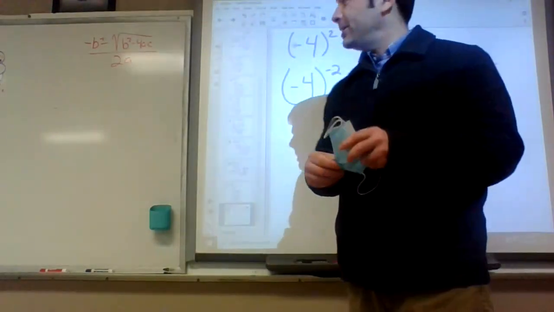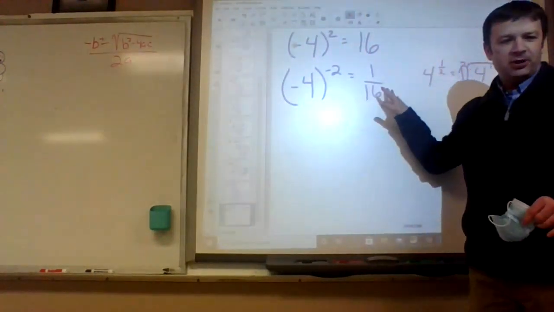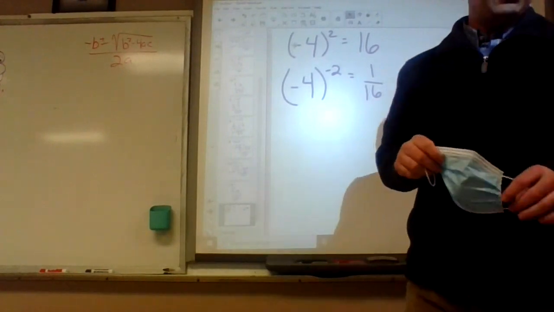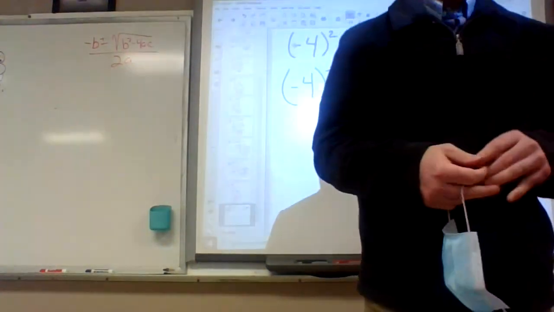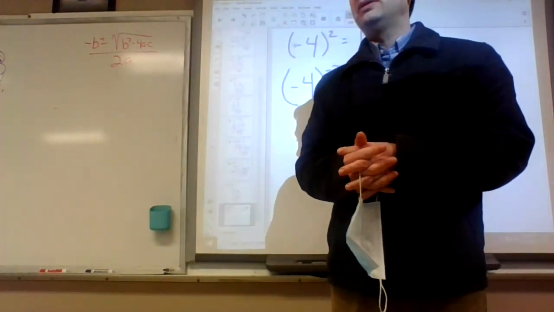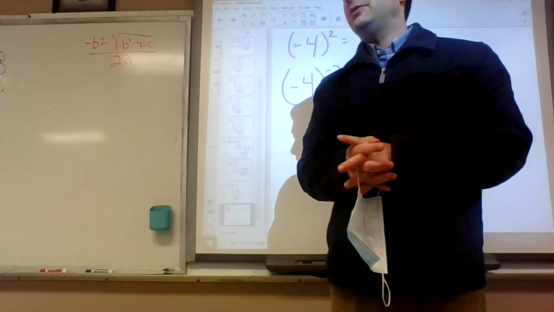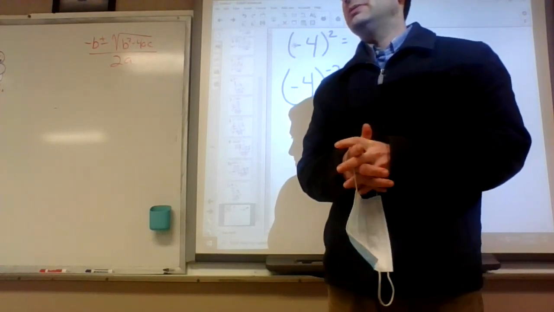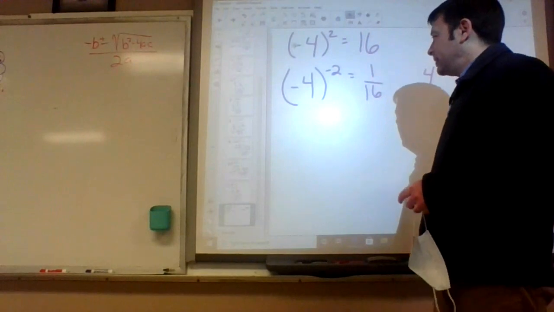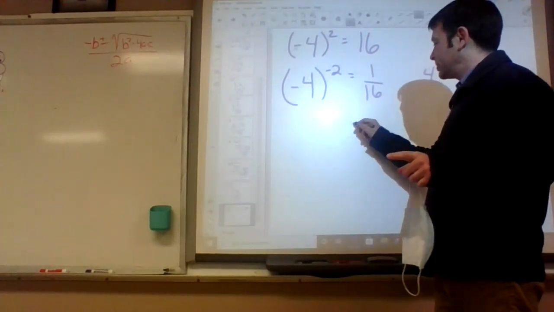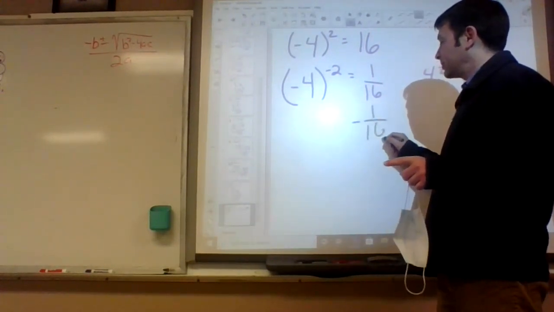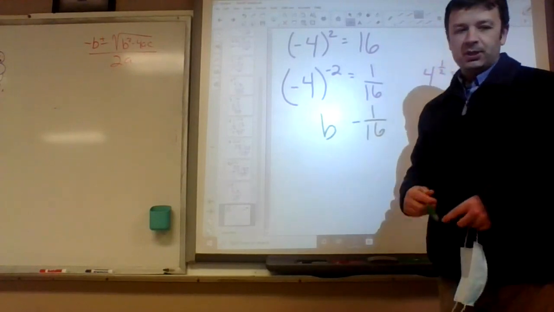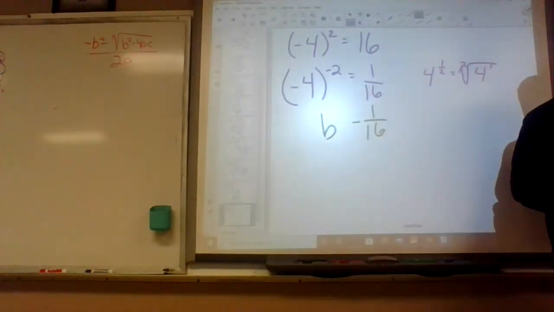Okay, so number 1A, right here, we already talked about it, 116. Okay, B. What's different about B? The negative's not in parentheses. What does that mean? That means the negative is not being squared, so it's going to stay negative. So that would be your B. It's negative 116.